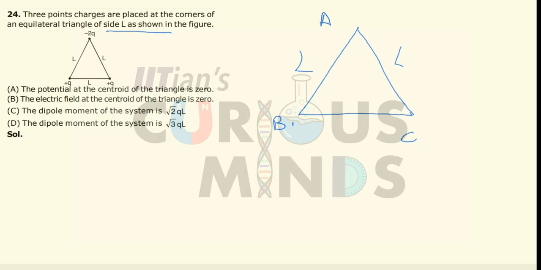There is a positive Q charge, there is a positive Q charge over here, and there is a negative 2Q at the top. And there is an L at the bottom. Now the first thing we have to verify is the potential and electric field at the centroid.